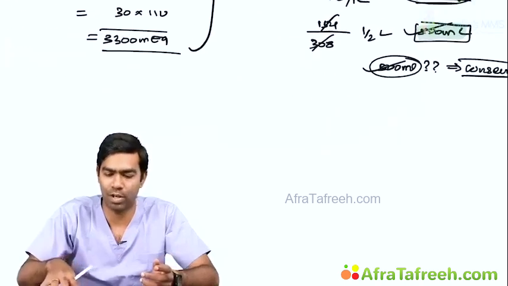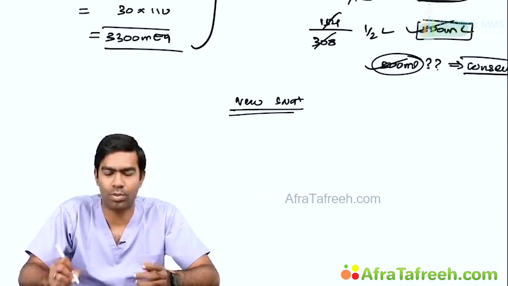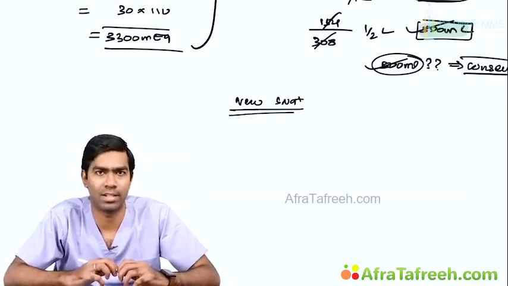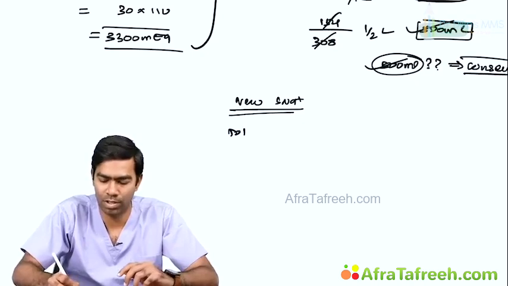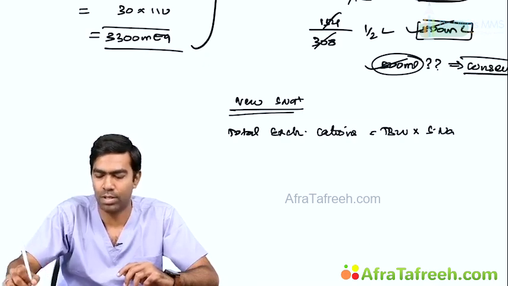Fine. So this excess water conservation after giving this 1 liter of normal saline is the reason why you are going to get more and more worsening hyponatremia. But again, you can derive that. What will be the new serum sodium? So what is going to be the new serum sodium because of that 500 ml excess conservation? Again, you know the formula. The total exchangeable cations is equal to total body water multiplied by serum sodium.